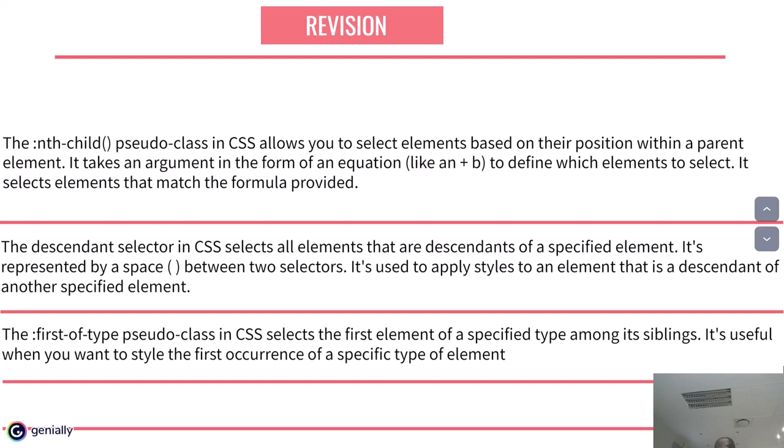Okay. So let's go to the third one, which is the first-of-type pseudo-class selector. In CSS, the first-of-type pseudo-class selects the first element of a specified type among its siblings. It's useful when you want to style the first occurrence of a specified type of element.